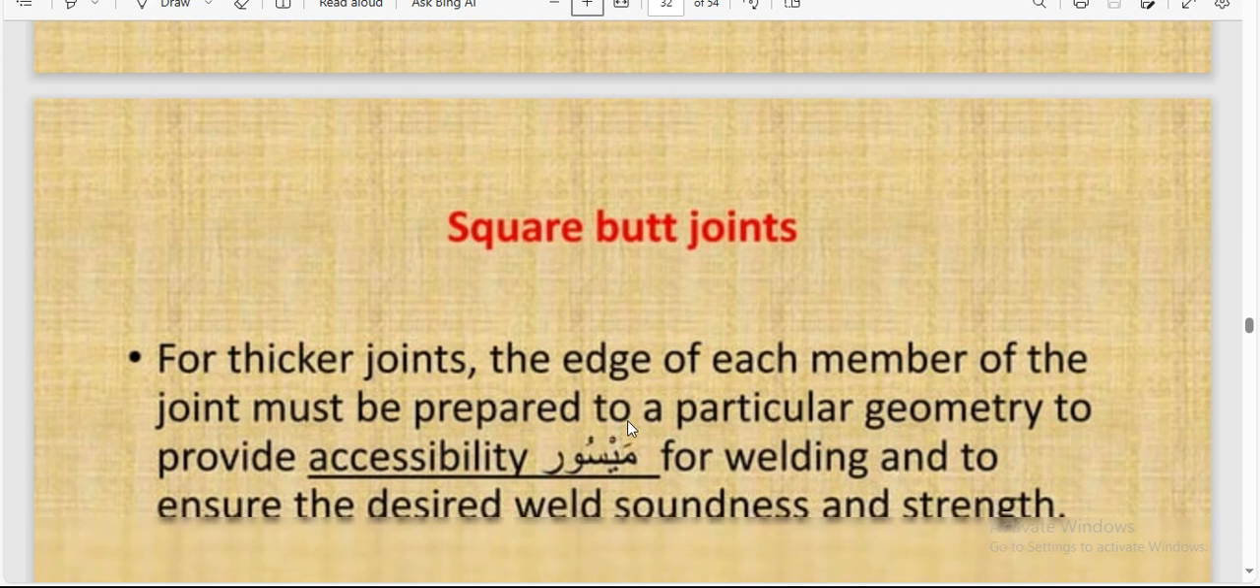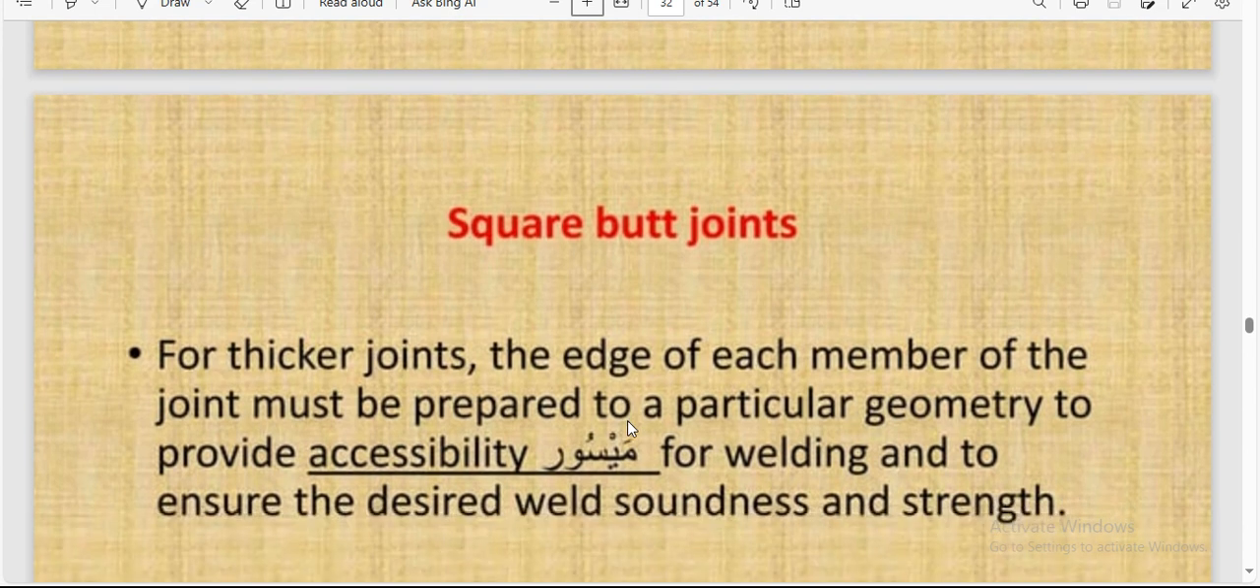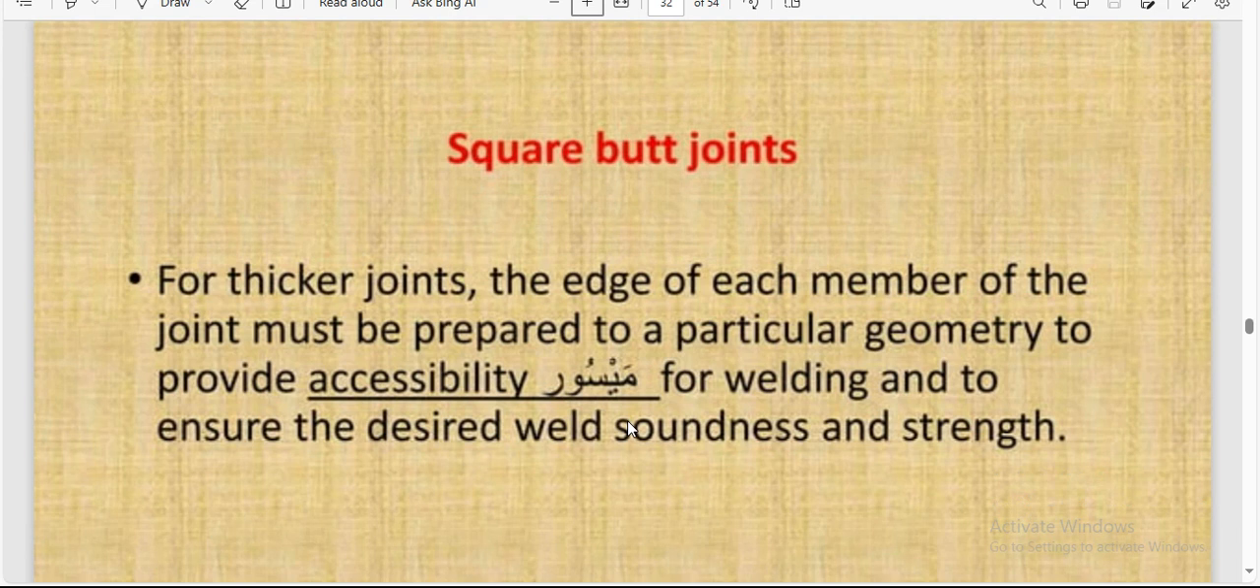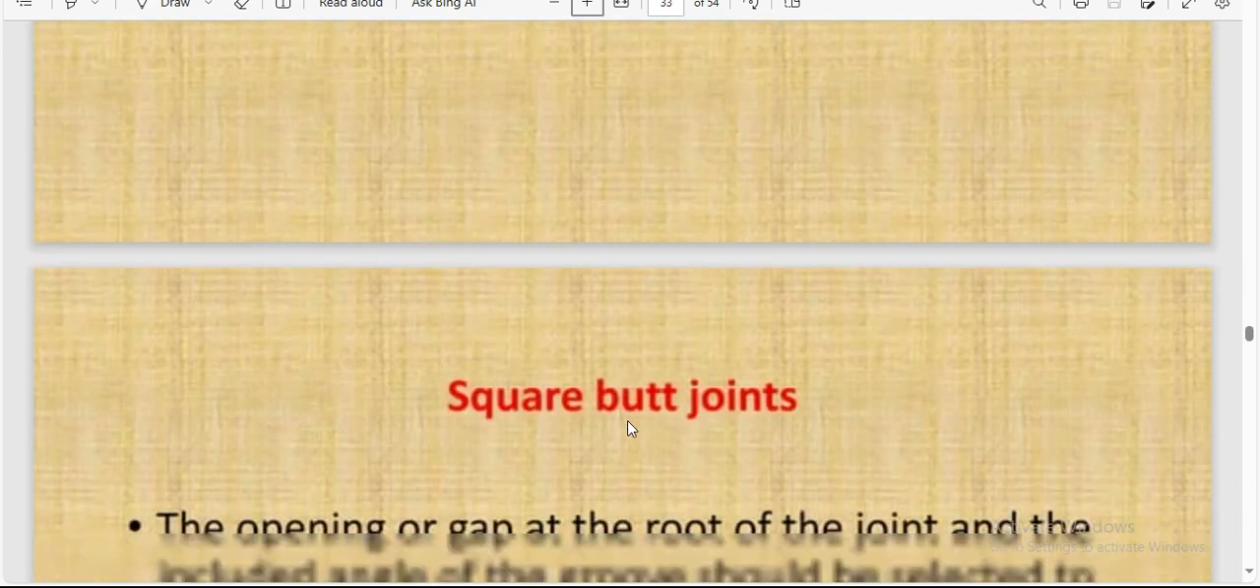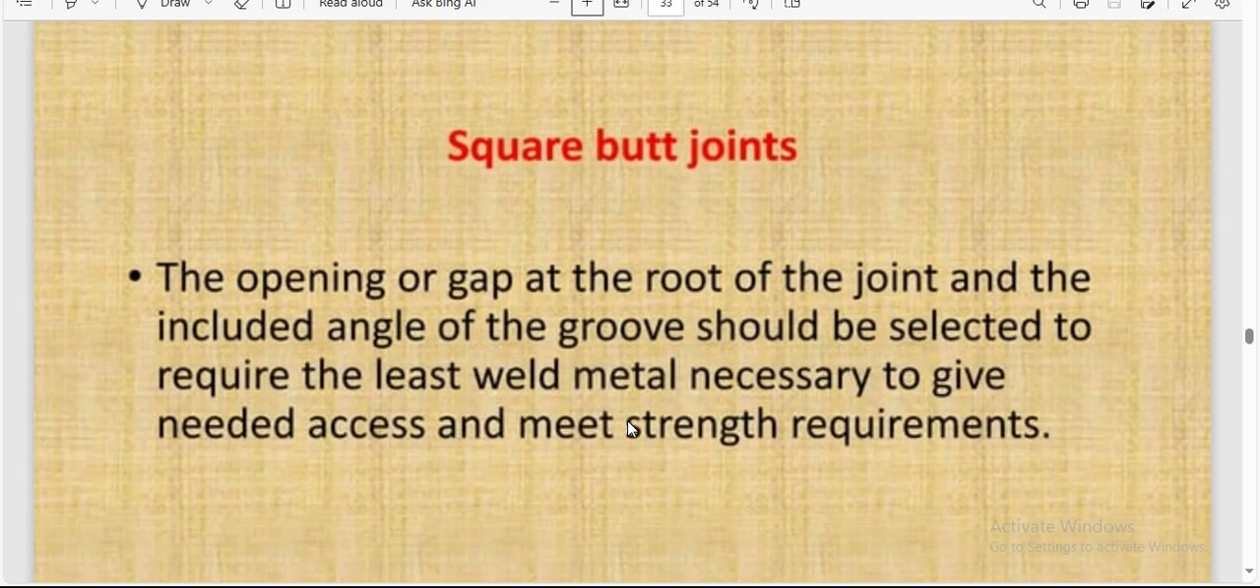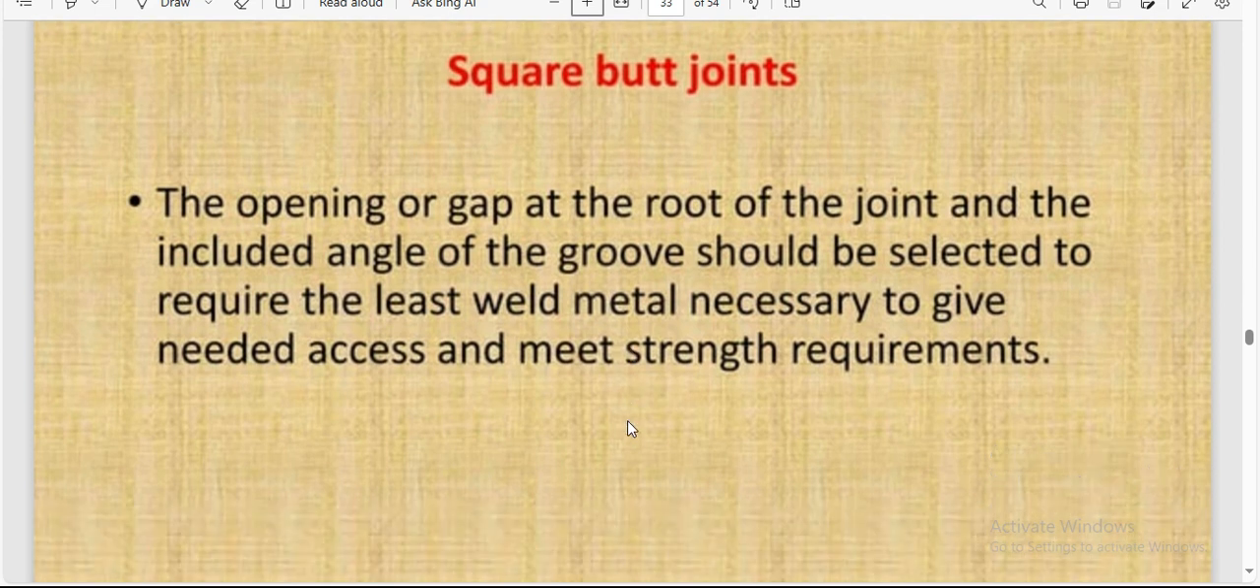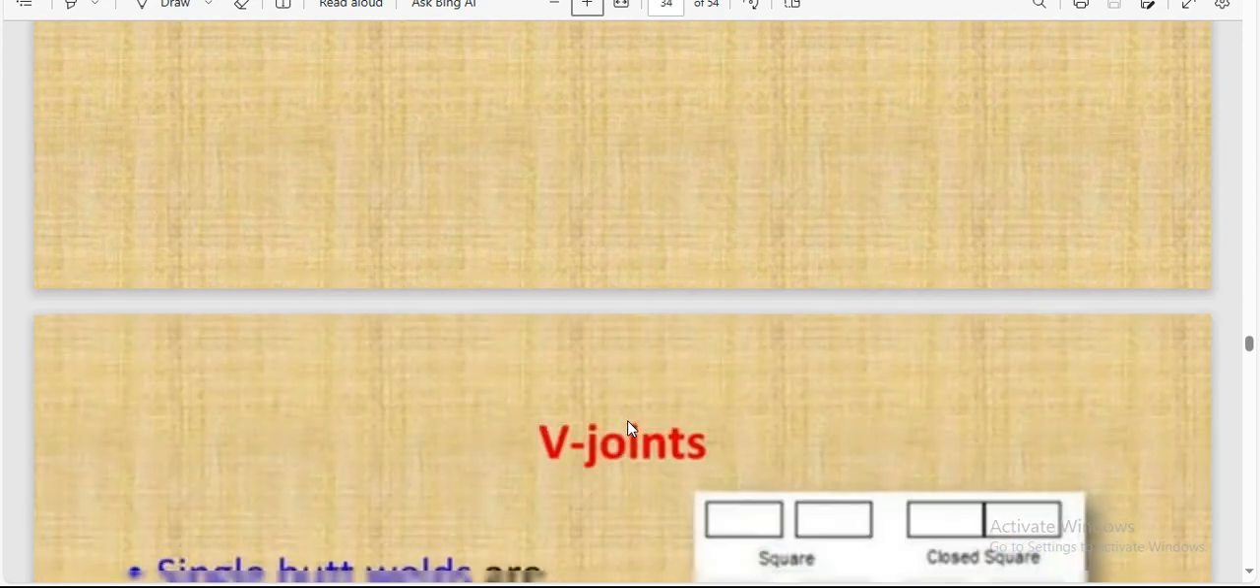Square butt joint. For thicker joints, the edges of each member of the butt joint must be prepared to a particular geometry to provide accessibility for welding and thus ensure the desired weld soundness and strength. The opening or gap is the root of the joint, and the included angle of the groove should be selected to require the least weld metal while still meeting the needed strength requirements.